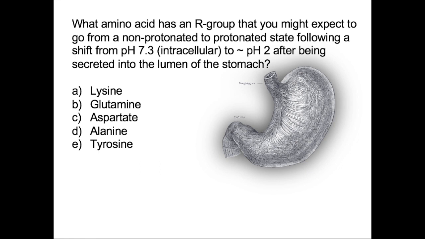Which of these amino acids has an R group that you might expect to go from a non-protonated to a protonated state following a shift from pH 7.3, what you would find inside a cell, to about pH 2? This is about the pH of the interior of the stomach. So which of these: lysine, glutamine, aspartate, alanine, or tyrosine?